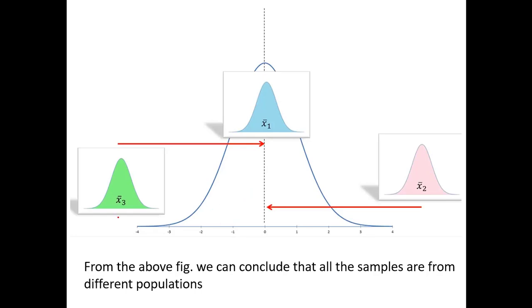From this figure, what can we say? We can say that x1 bar is from the main population, whereas x2 bar and x3 bar are not from this main population, because the means of x3 bar and x2 bar are far away from the mean of the population, whereas the x1 bar mean is very near to the population.